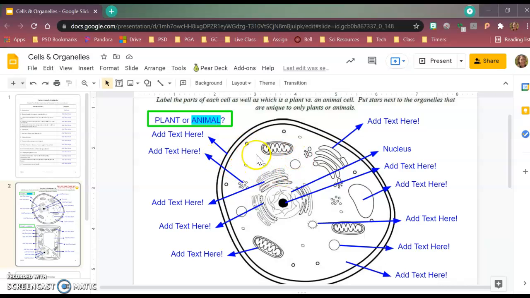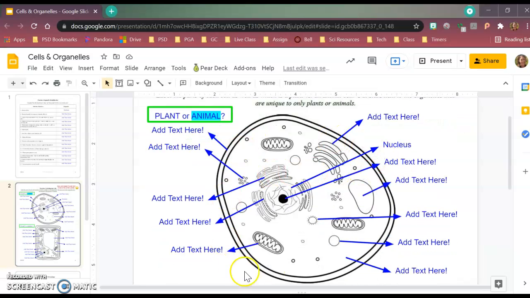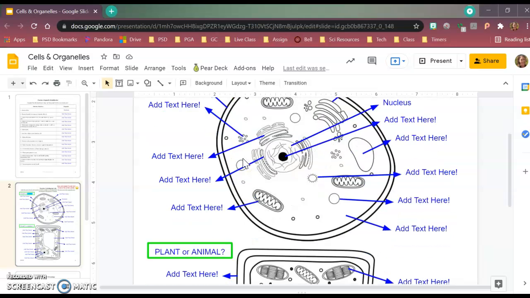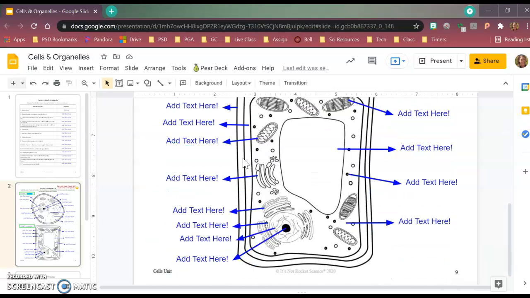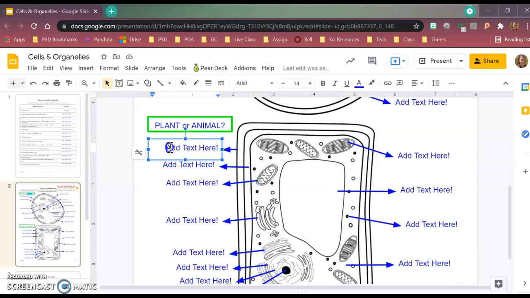All right, the last piece on this worksheet, if you read the instructions, is to put stars next to the organelles that are unique to only plants or only animal cells. And so if we look here for our animal cell, we haven't labeled enough organelles yet to prove that there's something unique. So let's look at our plant cell because I know one right off the bat. We already mentioned it. Only plants have this cell wall that goes around the whole cell and gives it that rigid structure. And so we know this is our cell wall.